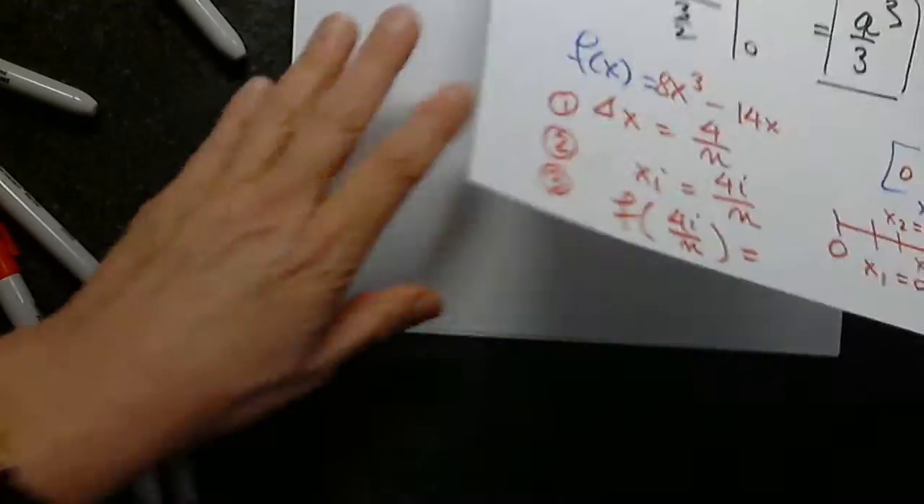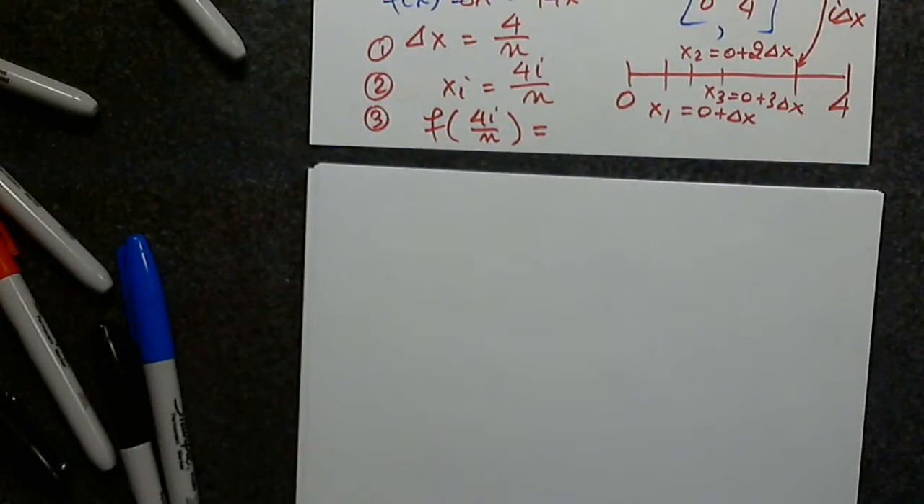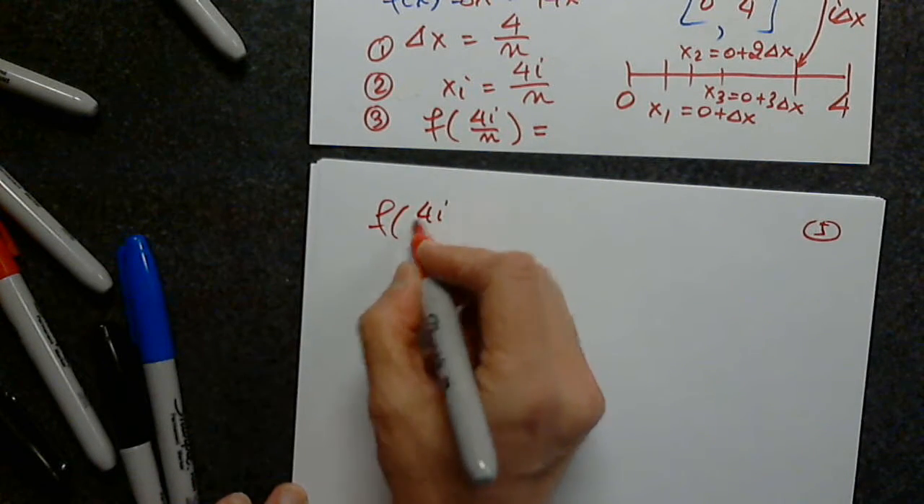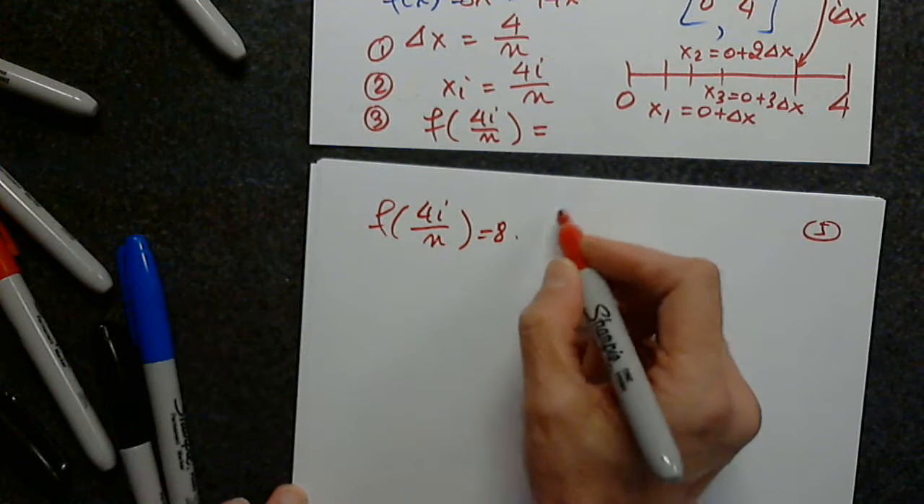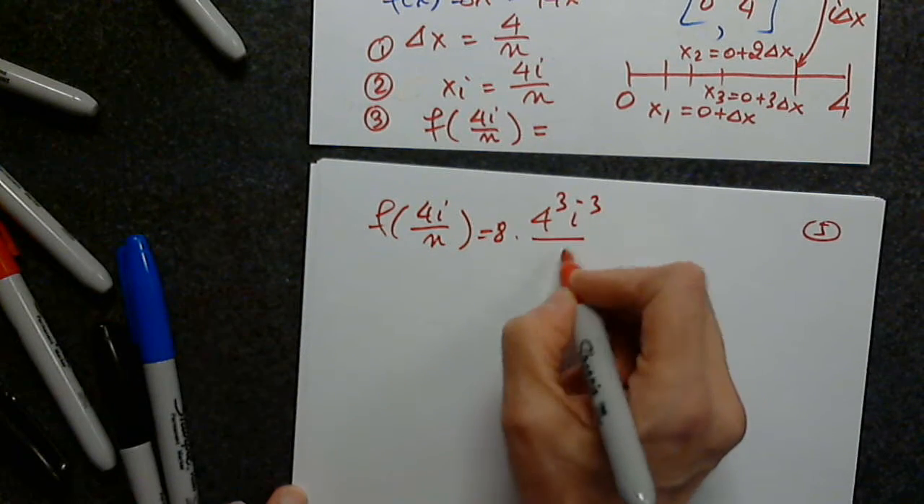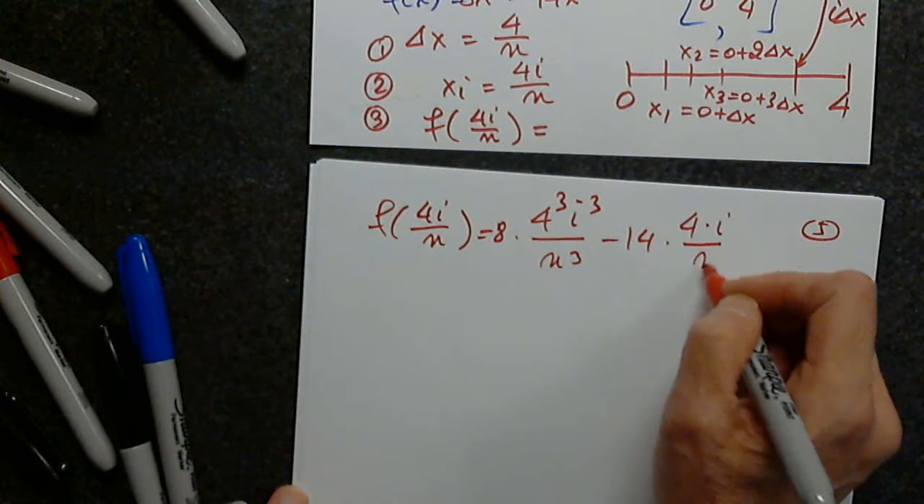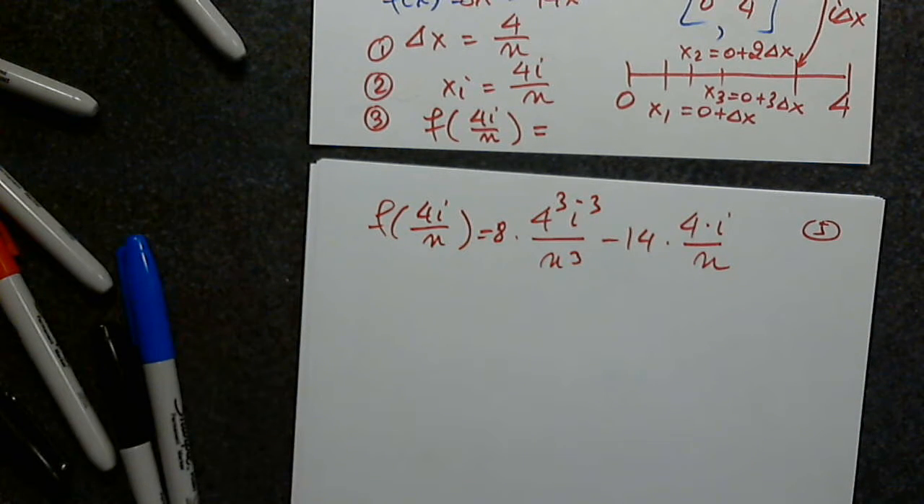Okay, so then f of 4i over n equals 8 times 4 cubed i cubed over n cubed minus 14 times 4i over n. So 4 cubed, 64 times 8.